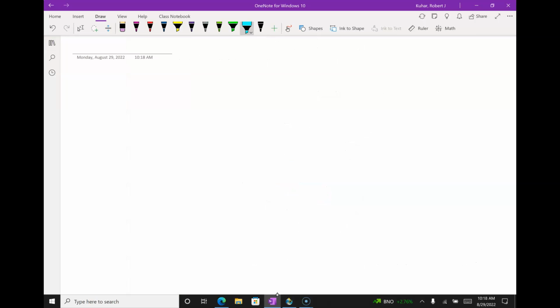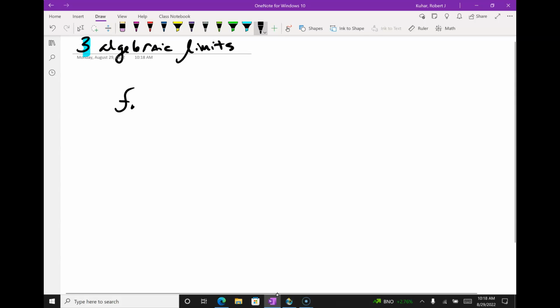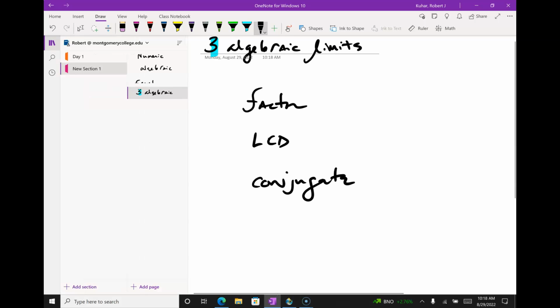Okay, let's do a couple more algebraic limits. So we're going to have 3 algebraic limits. We're going to have to factor. We're going to have to find an LCD, or we're going to have to use a conjugate. All of these processes are finding this replacement function. Oh, by the way, look at this replacement function again.